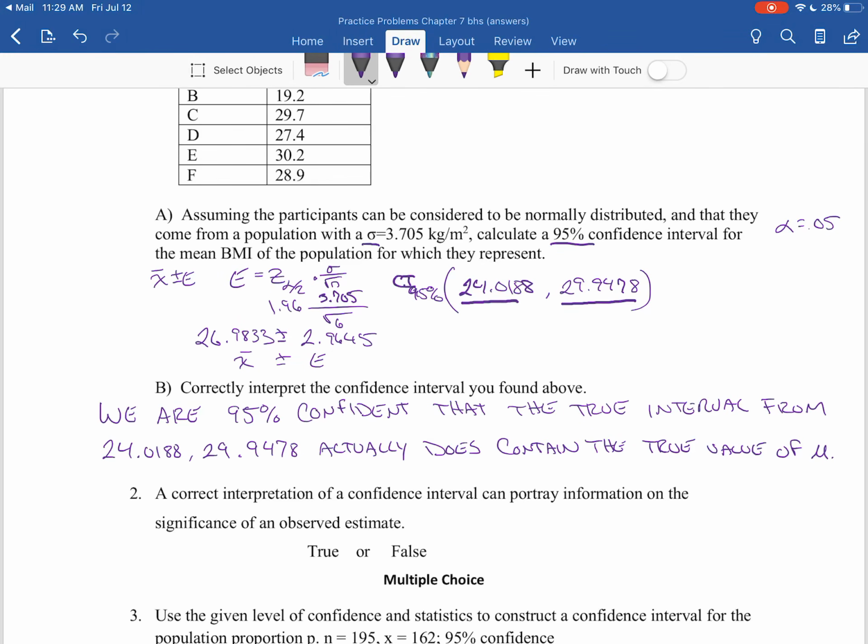Number 2, a correct interpretation of a confidence interval could portray information on significance of an observed estimate. Is true.